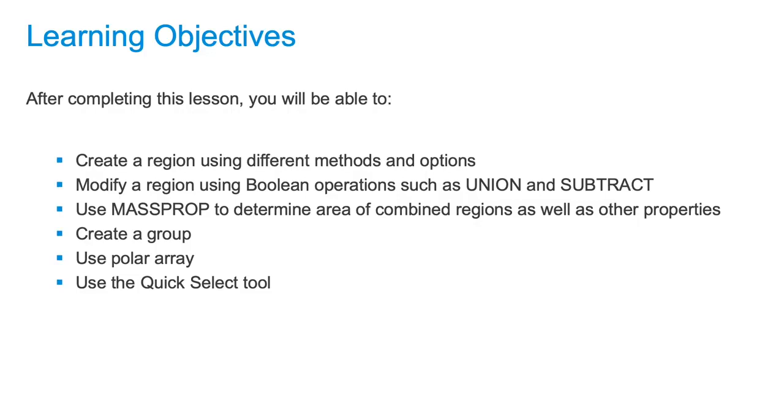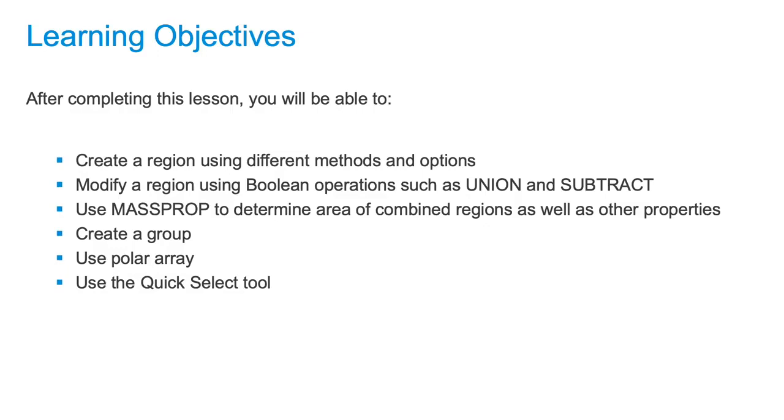Regions can be hatched and have an area property similar to polylines. Unlike polylines, regions also have physical properties such as centroid and moment of inertia. You can determine the value of these properties using the massprop command. You can apply materials to regions and use them in renderings.